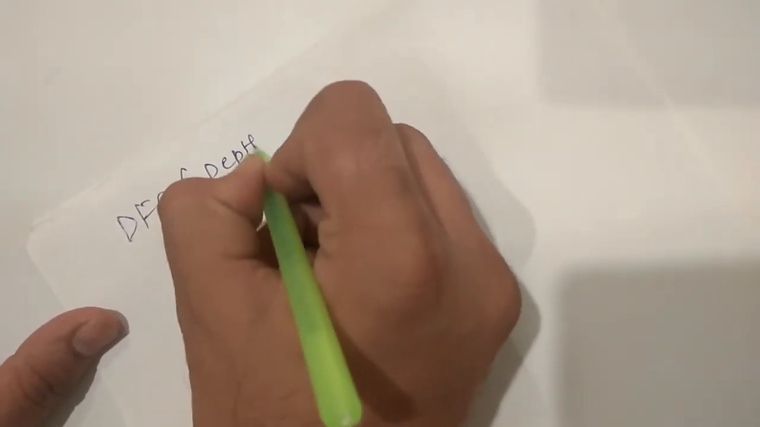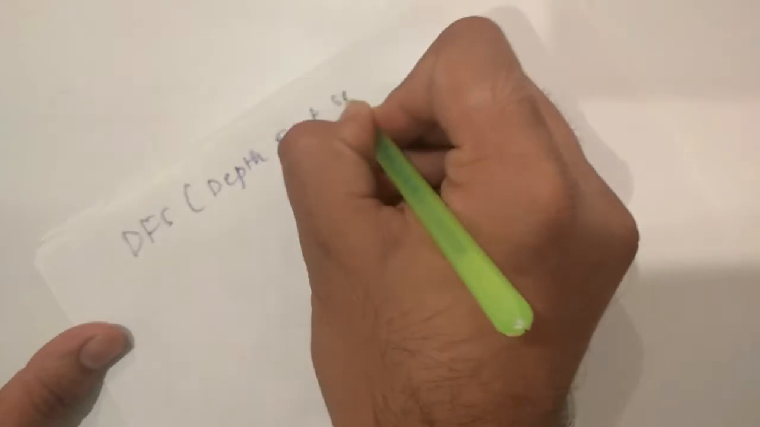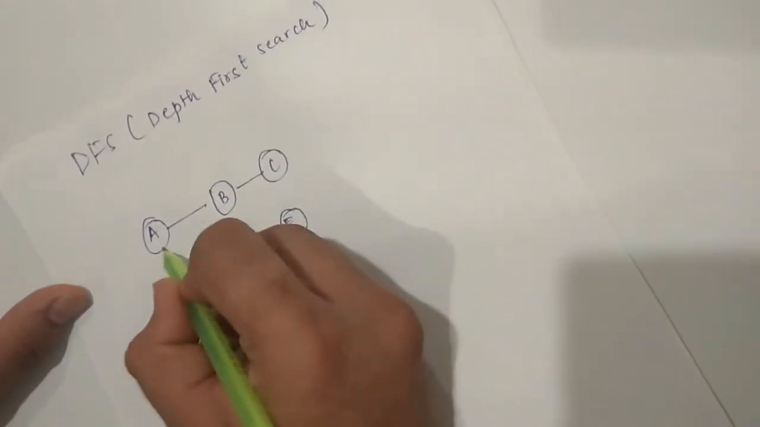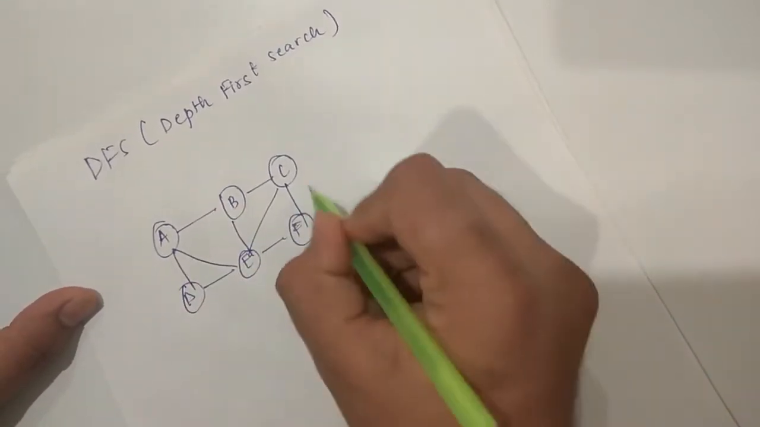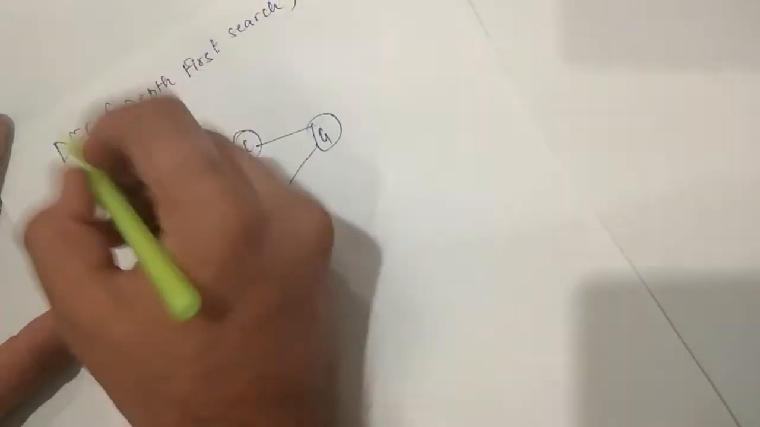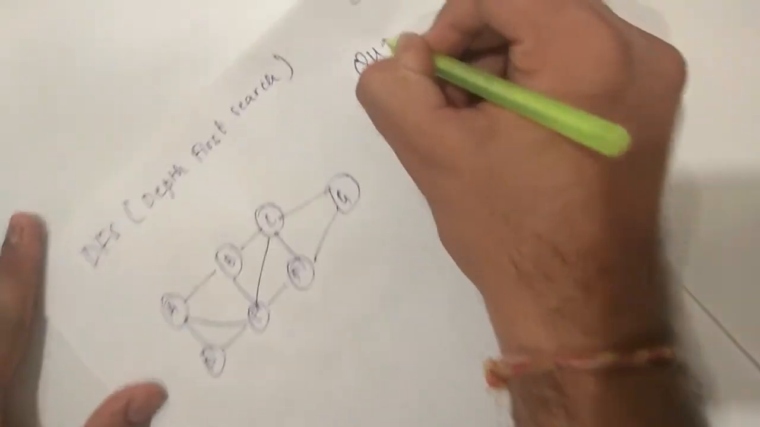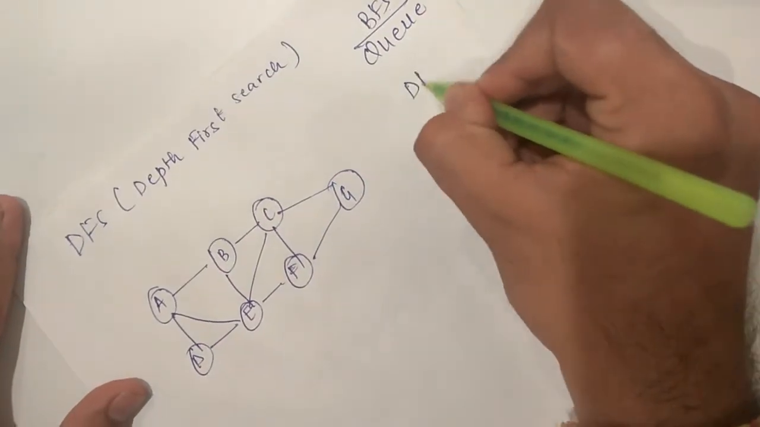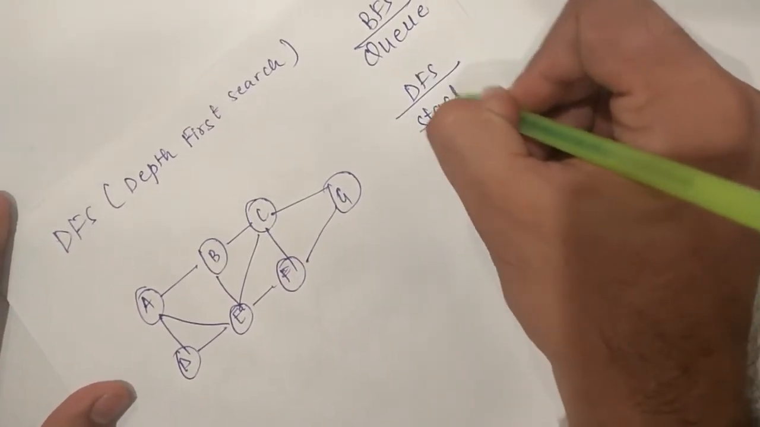So next is DFS, depth first search. Now let us discuss it using the same example which we had taken in BFS. I am just drawing the graph. Now in BFS, we were using the Q data structure. Now in DFS, instead of Q we would be using a stack.